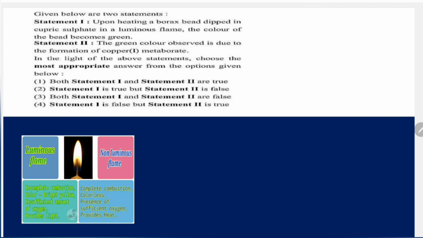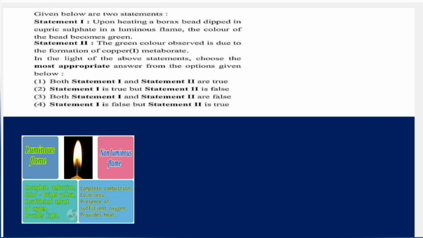Have a look at the next question. Given below are two statements. Statement 1: Upon heating a borax bead dipped in cupric sulfate in a luminous flame, the color of the bead becomes green. Statement 2: The green color observed is due to the formation of copper 1 metaborate. In the light of the above statements, choose the most appropriate answer from the options given below.